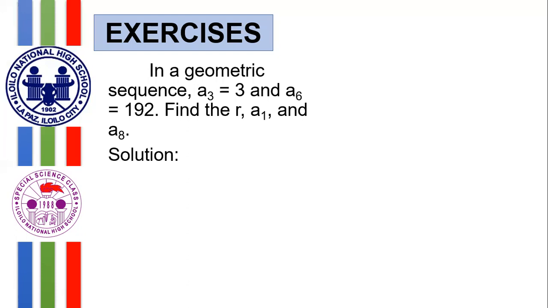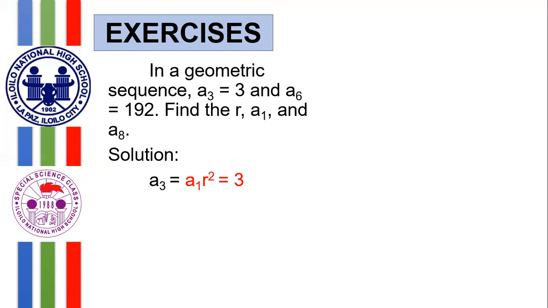So for the solution, again, the third term. Remember the explicit formula earlier? Replacing all n's by 3, you will have a sub 3 is equal to a sub 1 times r raised to 3 minus 1, or r squared. So a sub 3 equals a sub 1 r squared, but a sub 3 is equal to 3, right? That's the reason I equated a sub 1 r squared with 3 also.